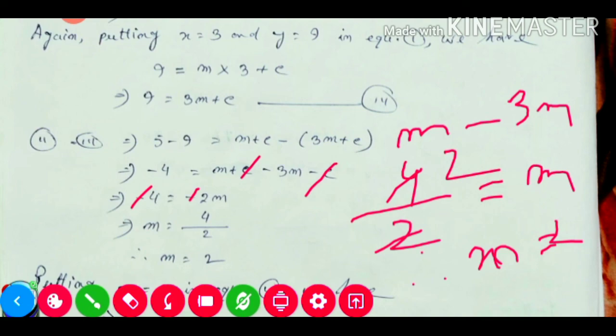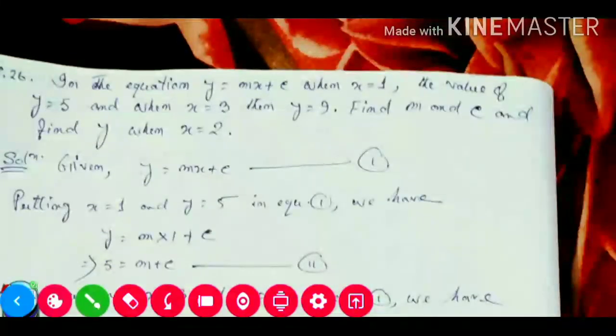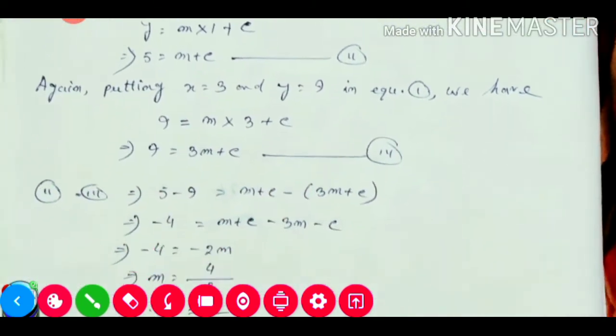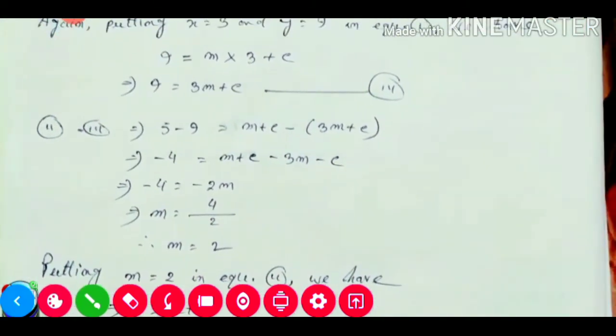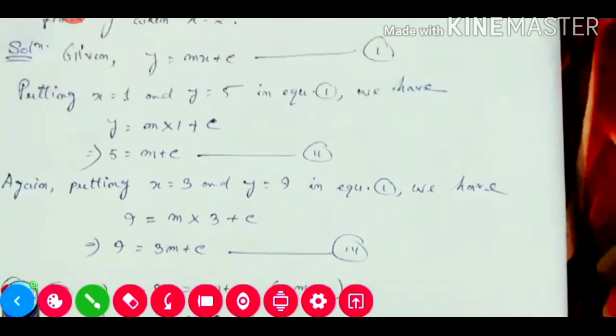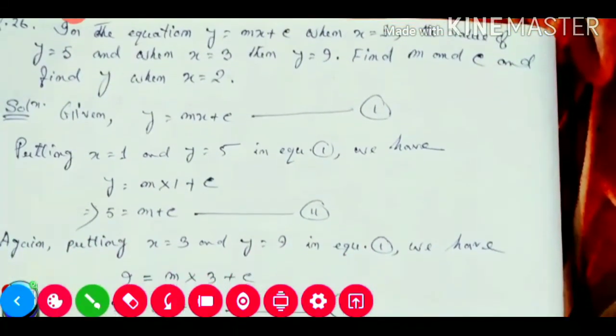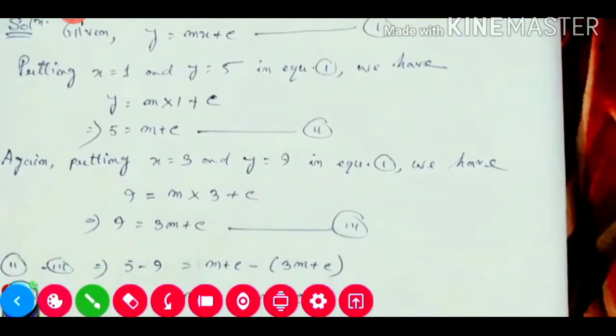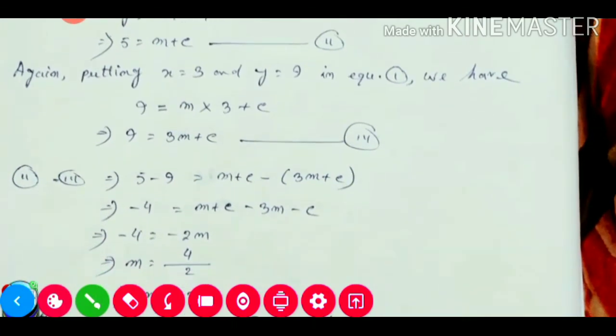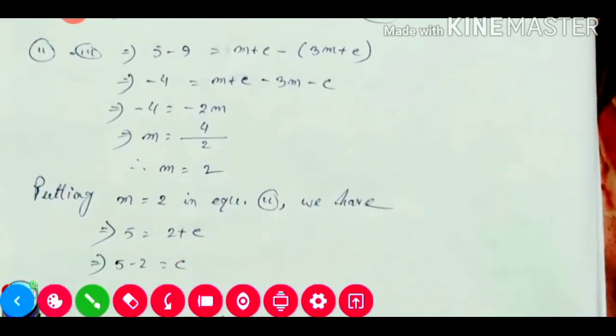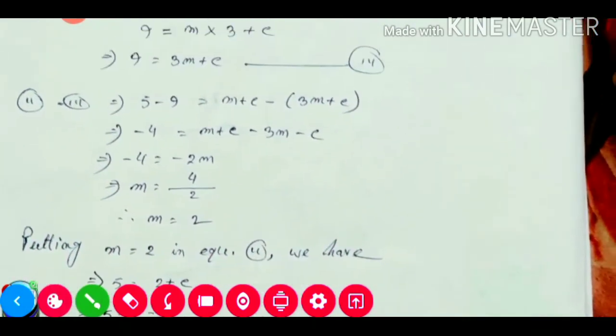So we got the m value. Here it is told to find m and c. So the m value we already got, now the c value we need to find out. So this m value we can put in any equation, maybe 2 or 3. If we put it in equation number 1, we would need to put so many values, so we will not do this one. Equation 2 or 3 will be easy for us. So in equation number 2 only we are putting this m value.